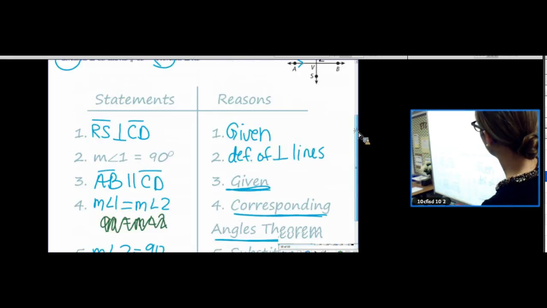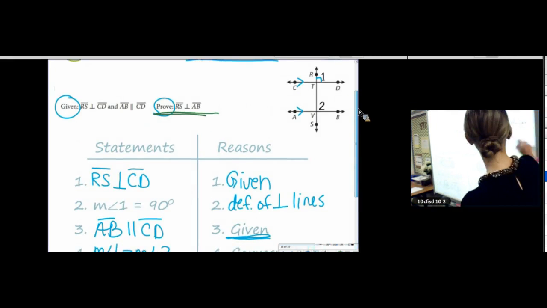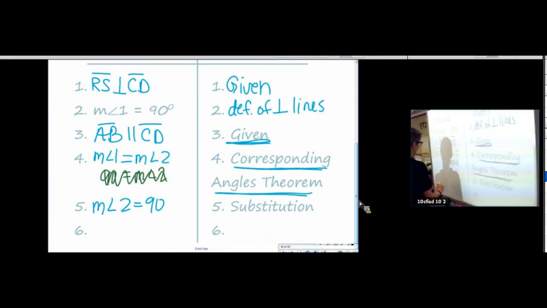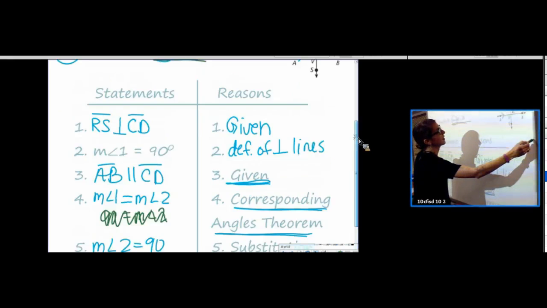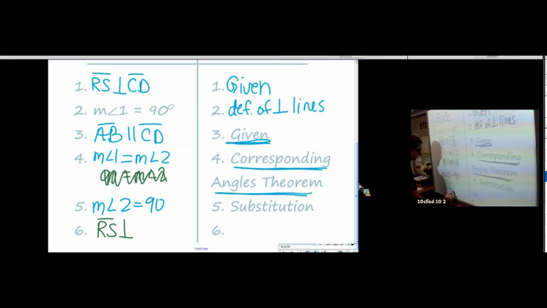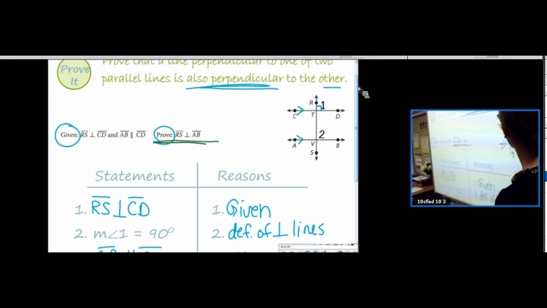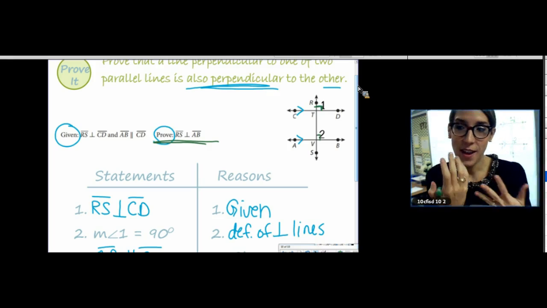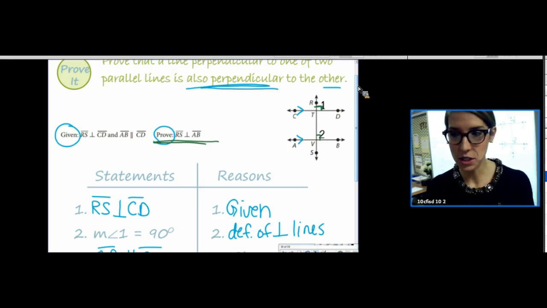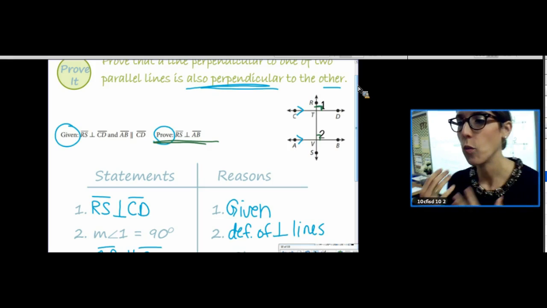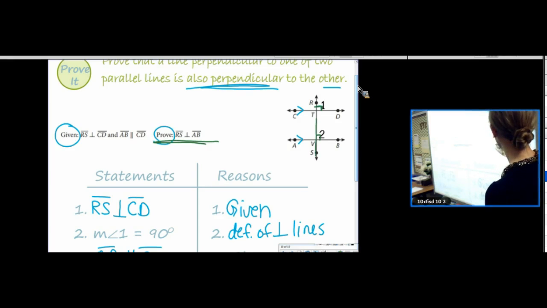How do you always end a proof? How do you end a proof? With the prove. So now we know RS is perpendicular to, I can't see my picture, AB. And what's the reason for that? We said angle 1 was 90. Then we said angle 1 equals angle 2. So now we know that angle 2 is 90, because if angle 1 is 90 and they're equal, then angle 2 is 90. Okay? And if I know angle 2 is 90, how do I get from that being 90 to these being perpendicular?